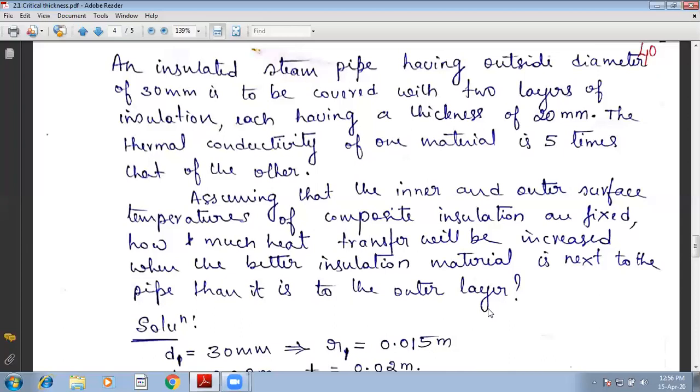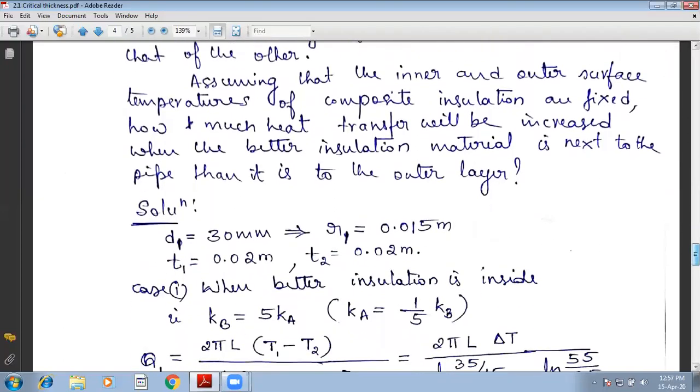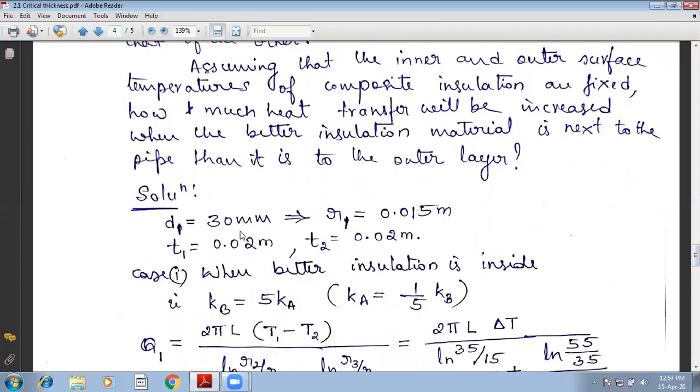We will solve the problem, and he has asked what is the heat transfer increase when we encounter these two situations. Now we will write the given data. So the pipe is having a diameter of 30 mm. If I convert it into radius, again in SI unit, it becomes 0.015 meter.